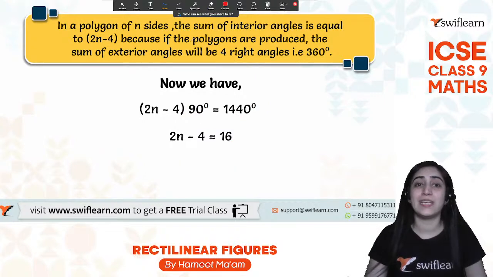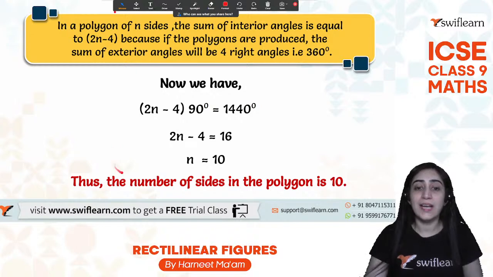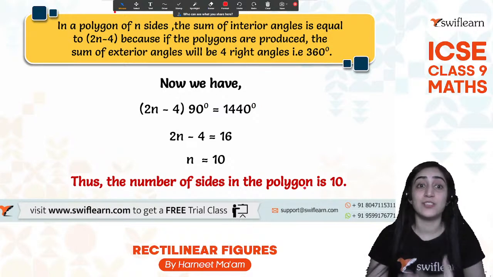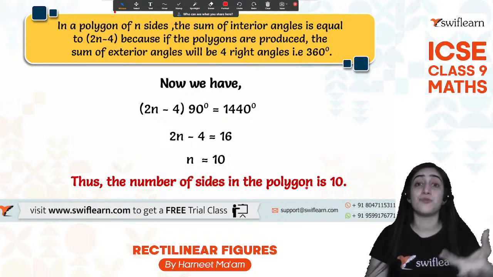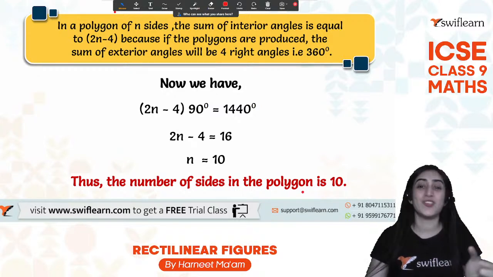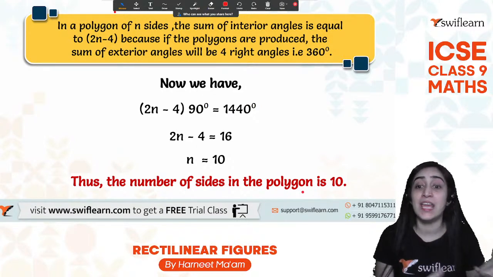That gives me 2n equals 20 and n equals 10. So the number of sides of the polygon is 10. Which polygon were they talking about? It was a decagon. All right. So if they ask you, what is the name of that polygon?